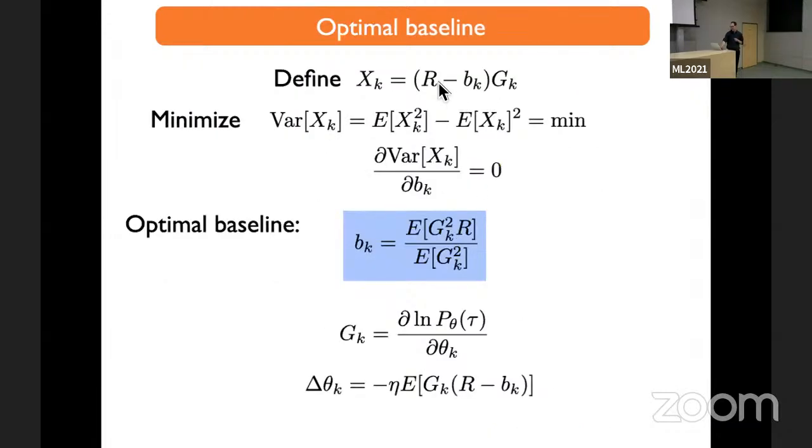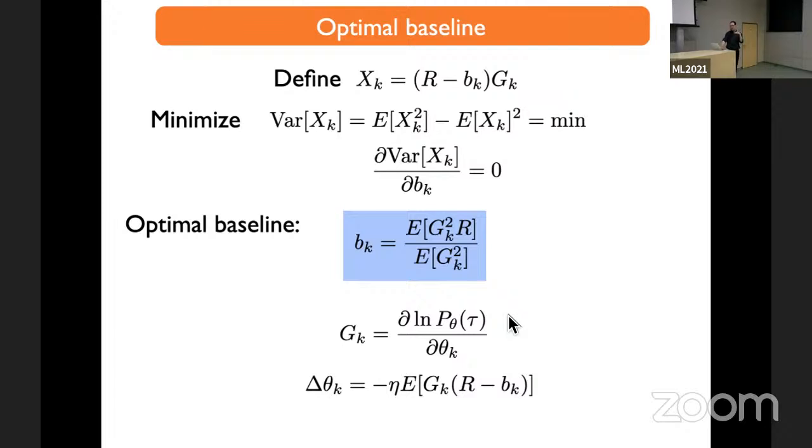Okay, so let me just define this: R minus baseline times G_k. The baseline can even be k dependent. So R minus B_k times G_k. Whatever we have in the expectation value, I will call X_k, and I want to minimize its variance. I can do this by, while doing gradient descent again by hand, taking the derivative with respect to B, setting it to zero. And going through the calculation, I will find what is called the optimal baseline. As you see, it's not quite the expectation value of the return, what we guessed, but it's rather the expectation value of the return weighted by the squares of these gradients. Anyway, this is the optimal baseline and that will reduce the variance the most.